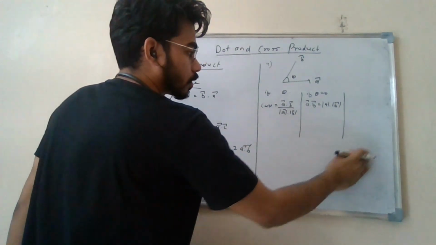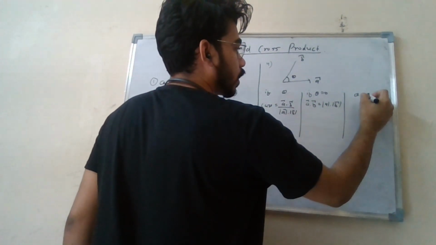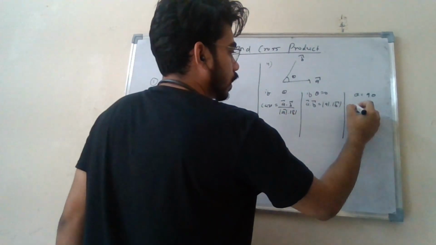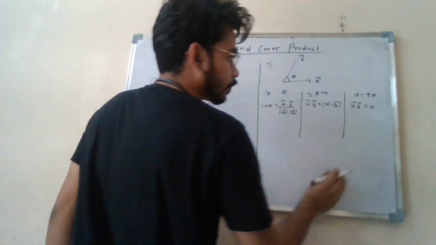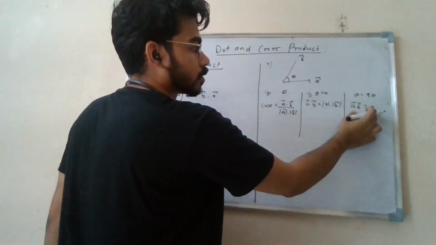And if theta is equal to 90 degree, then cos 90 is 0. So my A dot B is 0. Simply, cos 90 is 0, then the whole term is 0. So the dot product of the two vectors is 0.